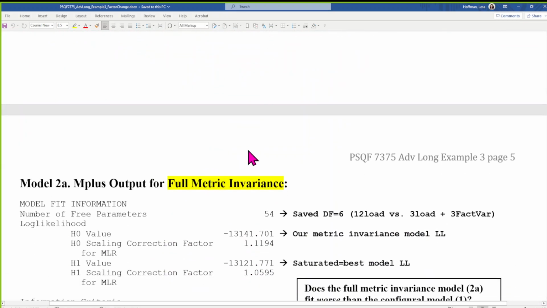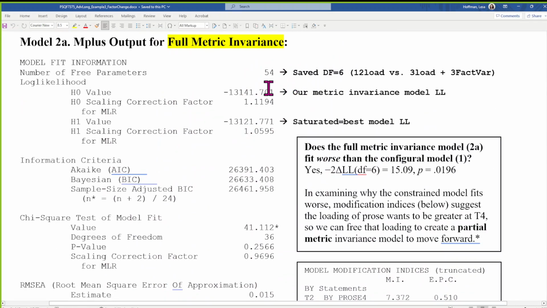Survey says, here's my output. So the first thing it tells you is how many free parameters there are, and that means free to be non-zero. And it was 60, now I'm at 54. So I have a note here as to where the savings of 6 came from. I used to have 12 loadings and 0 factor variances. Now I have 3 loadings and 3 factor variances, and so a net savings of 6. So I've simplified by 6.